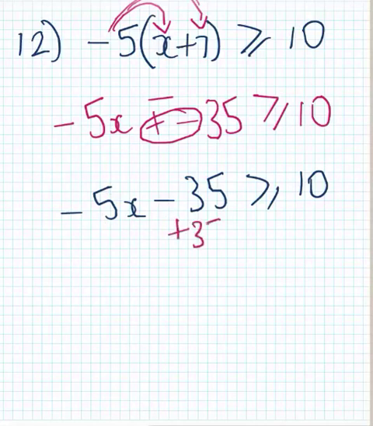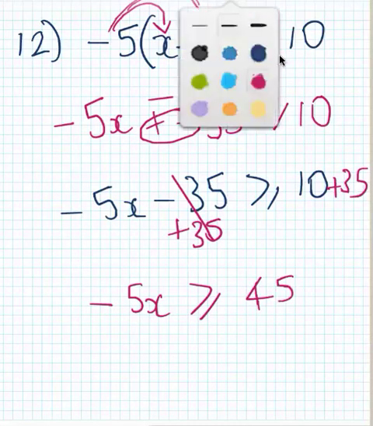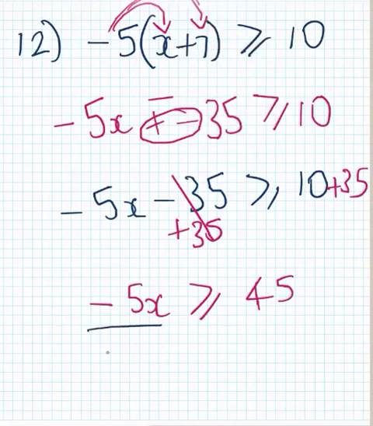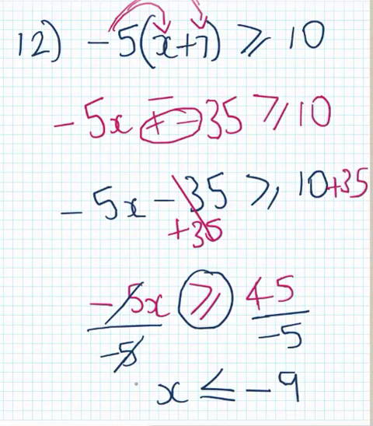That cancels out to 0. And we have 10 plus 35. So we end up with -5x is greater than or equal to 10 plus 35 is 45. And our final step is to divide by -5 and divide by -5. This cancels out. And before you forget, make sure we switch this because we divided by a negative value. So x will be now less than or equal to 45 divided by -5 will be -9. And there's our final answer.